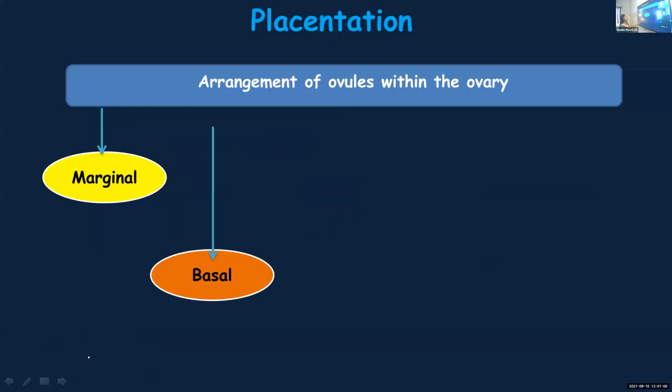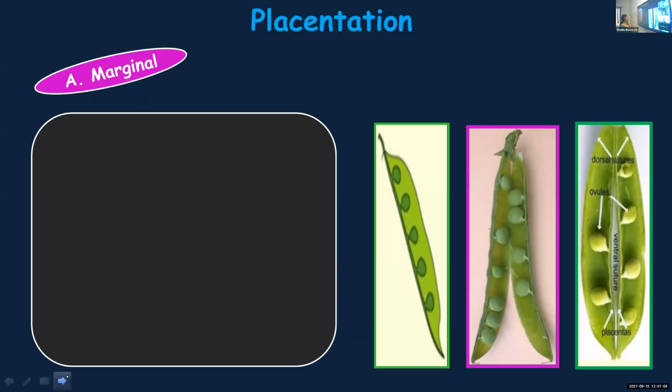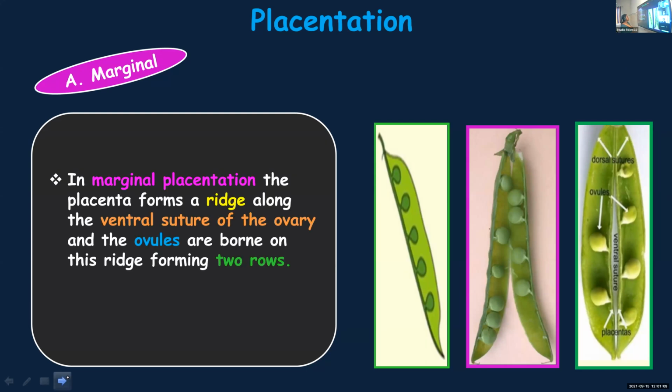So these were the different types: marginal, basal, axile, free central, and parietal. And then we learned about marginal placentation. In marginal placentation, placenta will form a ridge, a raised region, along the ventral suture of the ovary. And you can see in the second figure, they are arranged in 2 rows. Example, pea.